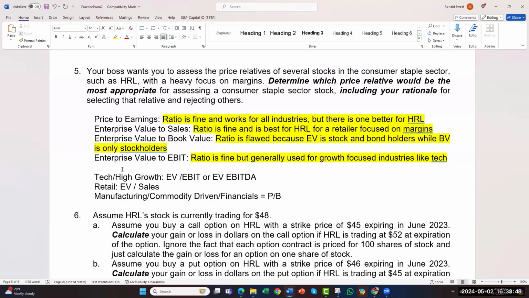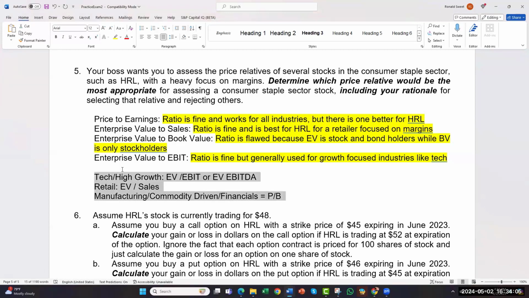Manufacturing companies that have huge property, plant, and equipment. I'll look for a hint here. I even told you, look at that, with a heavy focus on margins. So I somewhat gave it away. Anybody focused on margins, you're going to use EV to sales.